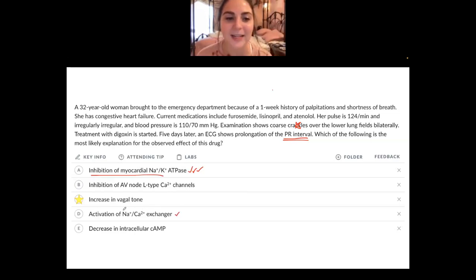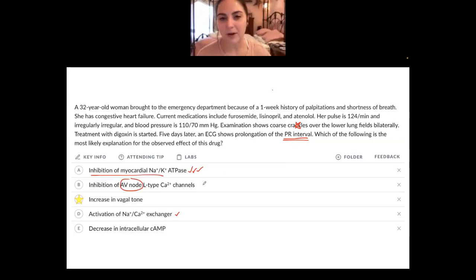This is also not getting activated. So this is not what's happening. And with this too, you're not really getting a decrease in cyclic AMP, you're just not getting cyclic AMP. Yeah, I know that's what you were doing with the AV node. I know you were like, oh, it's gotta be the AV node because of the PR interval. This is just not what's happening.